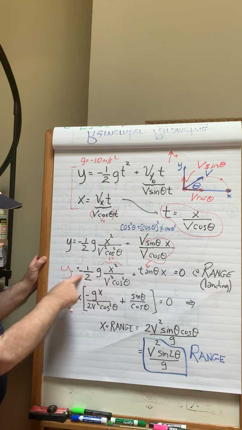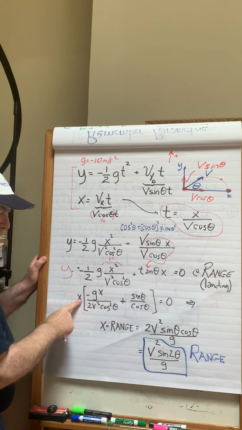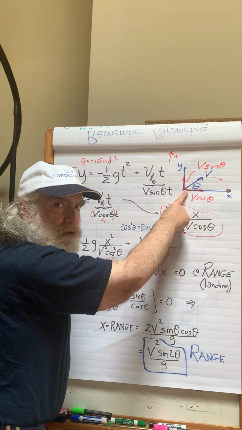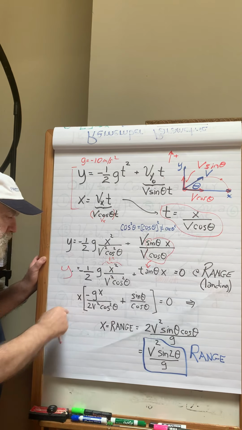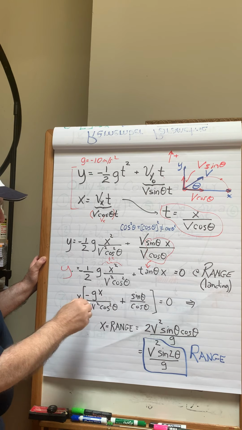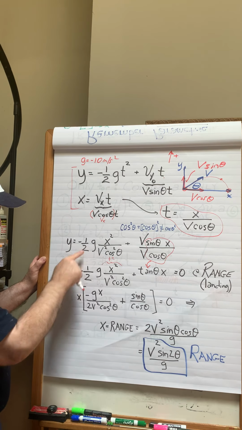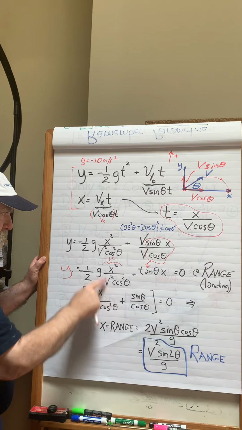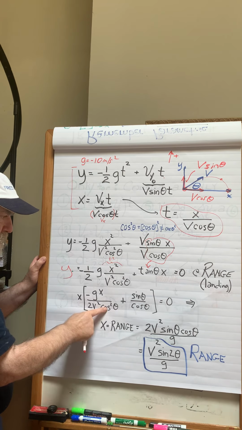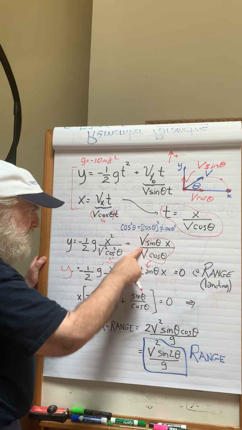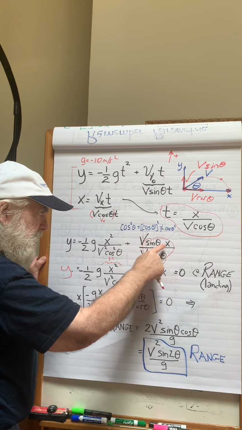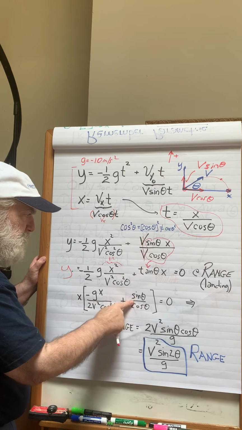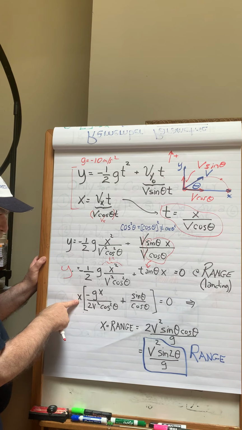Well, when I factor an X out of this, I get X equals 0. No kidding. At the beginning of time, the object's on the ground. That's called the no-duh solution. The other one is where I factored out the X and got negative 1/2 G X over 2 V squared cosine squared theta, plus the V's canceled, and I got tangent of theta as sine over cosine. The X has been factored out.